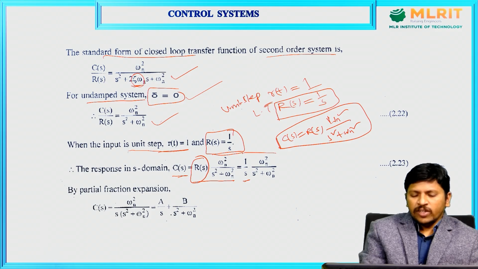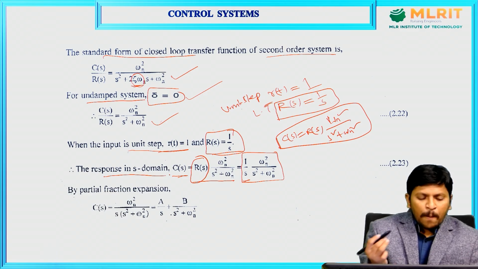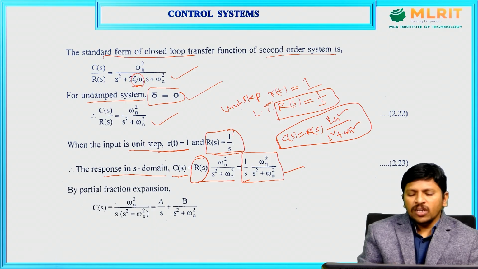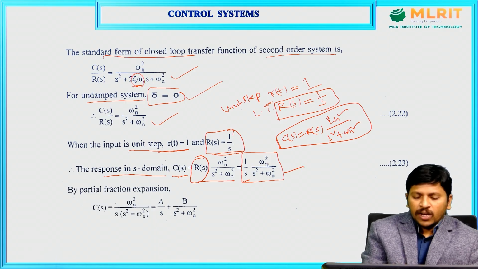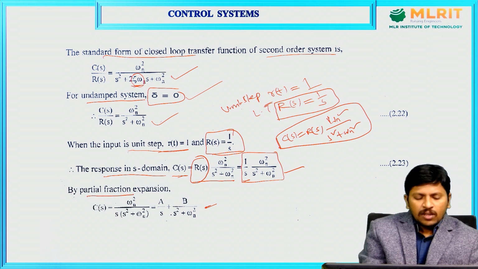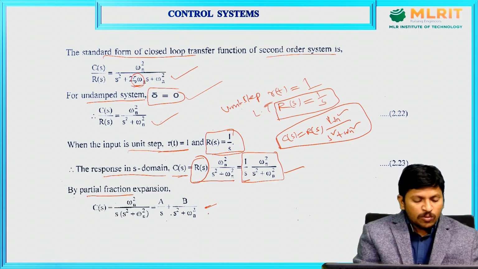This equation you are going to get, this is the C of S, the response in S domain. By using partial fraction expansion for this equation, we have omega n square divided by S into S square plus omega n square, which equals A by S plus B by S square plus omega n square.